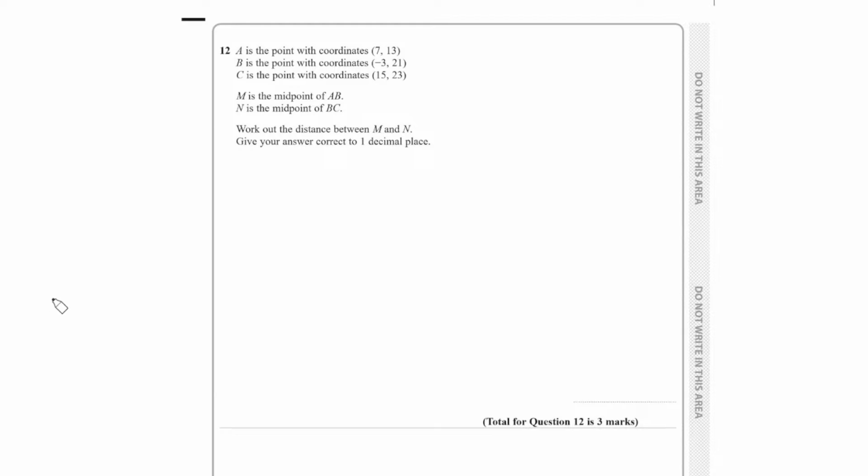Question 12. A is the point with coordinates 7, 13. B is the point with coordinates -3, 21. C is the point with coordinates 15, 23. M is the midpoint of AB, and N is the midpoint of BC. Work out the distance between M and N to 1 decimal place.